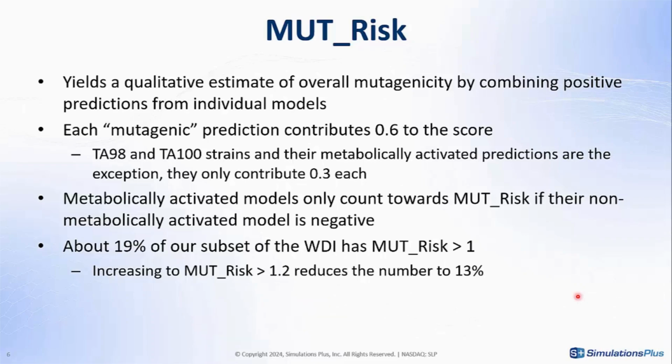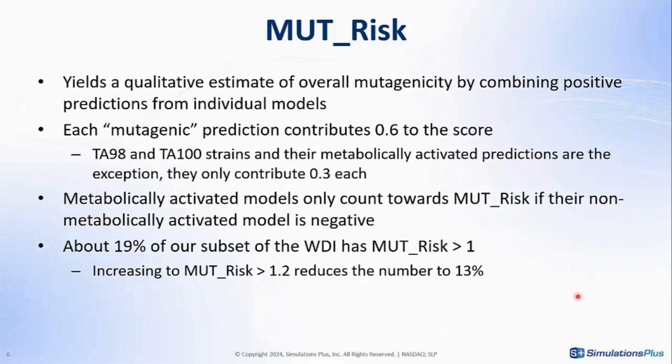What I'll talk about on this slide is called mute risk. So this is a qualitative estimate of the overall mutagenicity. And it works by combining some of the individual models. So for example, from the 11 models, if one produces a positive, that contributes 0.6 to the score. But there are some constraints.